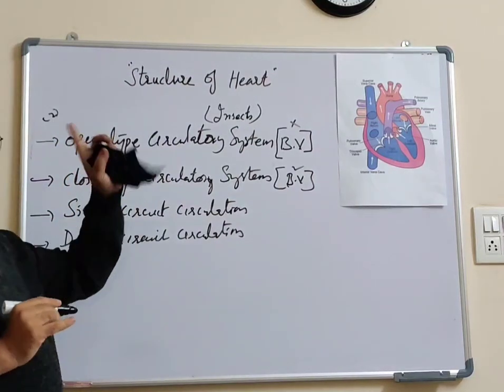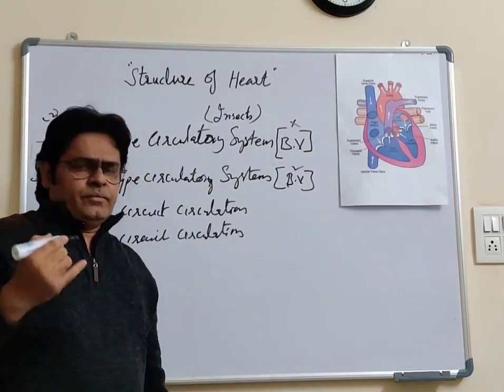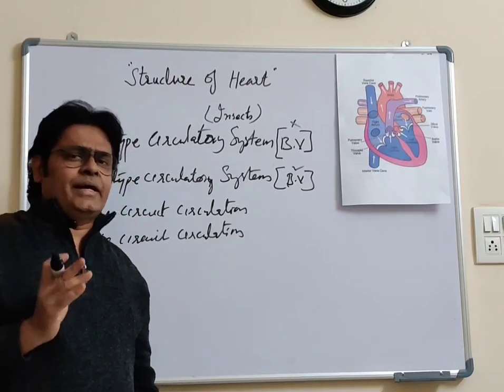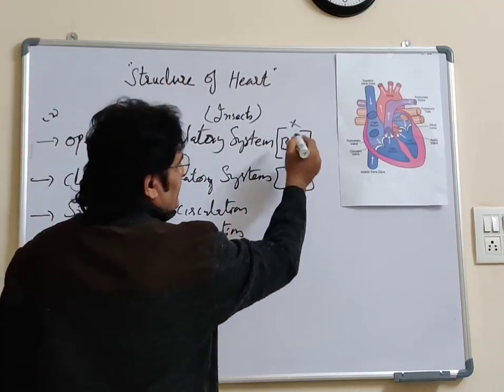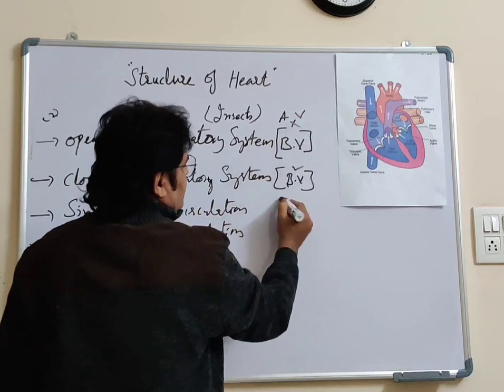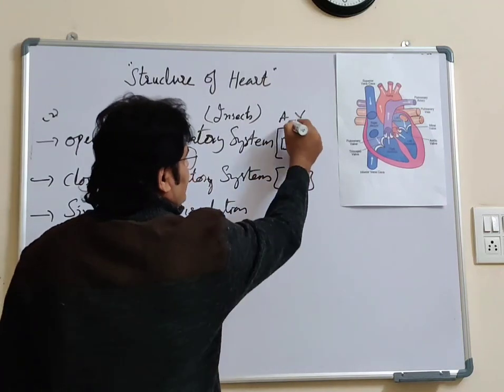And the examples are all the higher grade animals. Okay, we have the good example. Human beings have the good example. We have the blood vessels. Okay, what do the blood vessels mean here? Arteries and veins. Okay, blood vessels are nothing but arteries and veins.